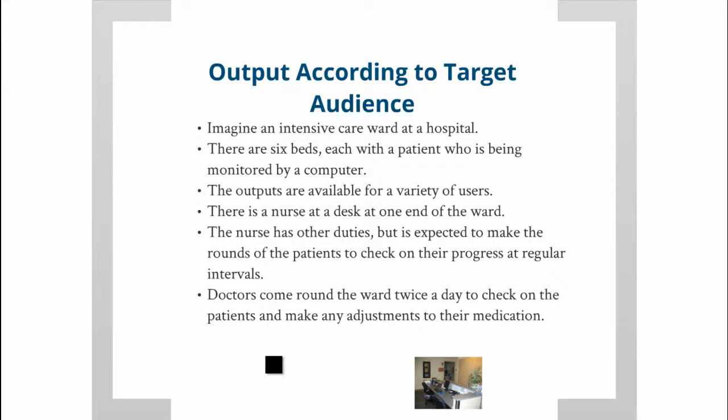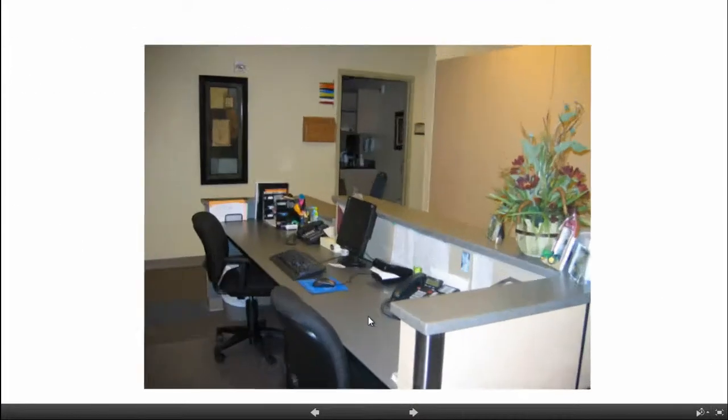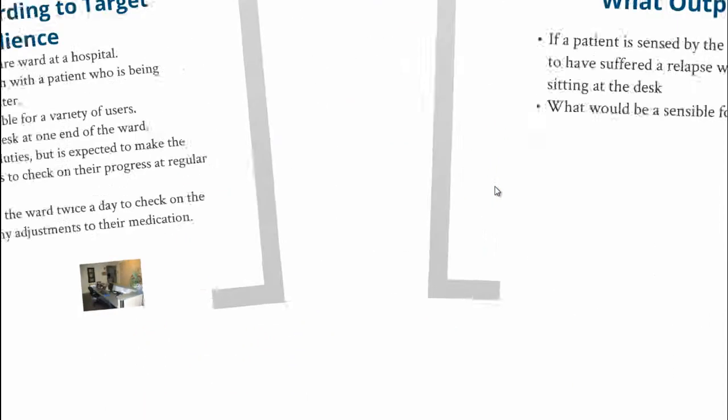There is a nurse at the desk at one end of the ward. The nurse has other duties but is expected to make the rounds of the patients to check on their progress at regular intervals. Doctors come around the ward twice a day to check on the patients and make any adjustments to their medication. So a nurse might be sitting at the end of the ward here. There's lots of patients in the room. Doctors will come around twice a day to check the patients.